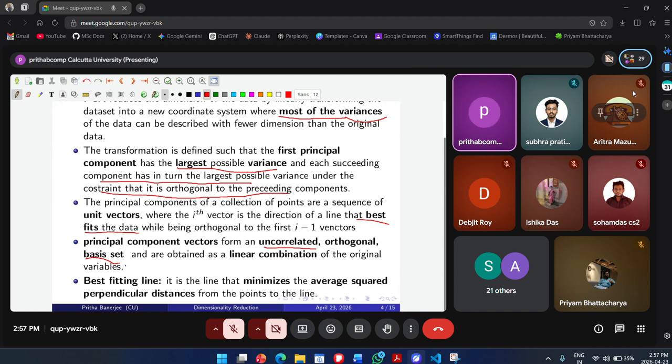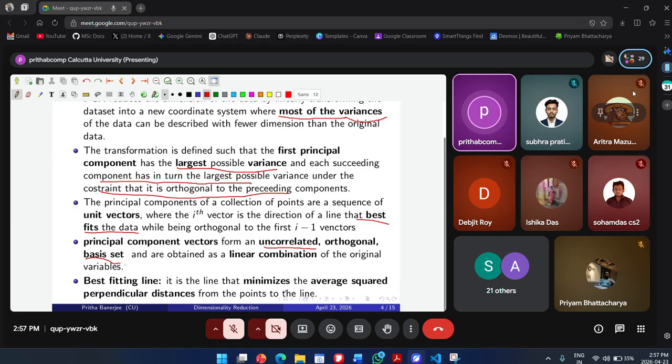Now come to the question of what that best fitting line is. Best fitting line means the principal component vector. Line means basically we are talking about that vector; a line is represented by the vector. The best fitting line is the one that minimizes the average squared perpendicular distance from the points to the line.